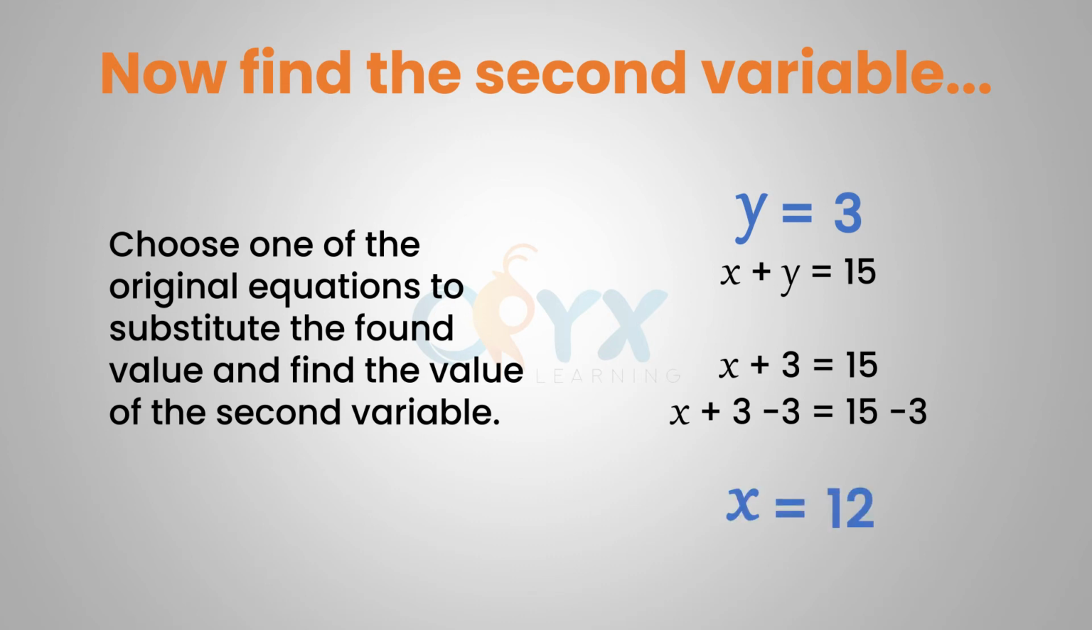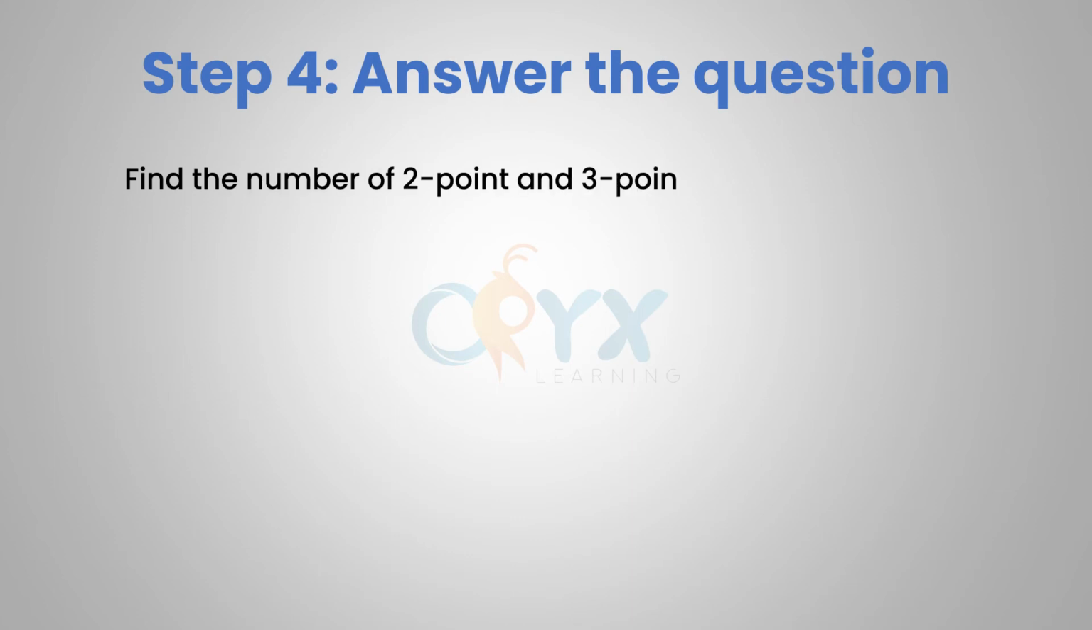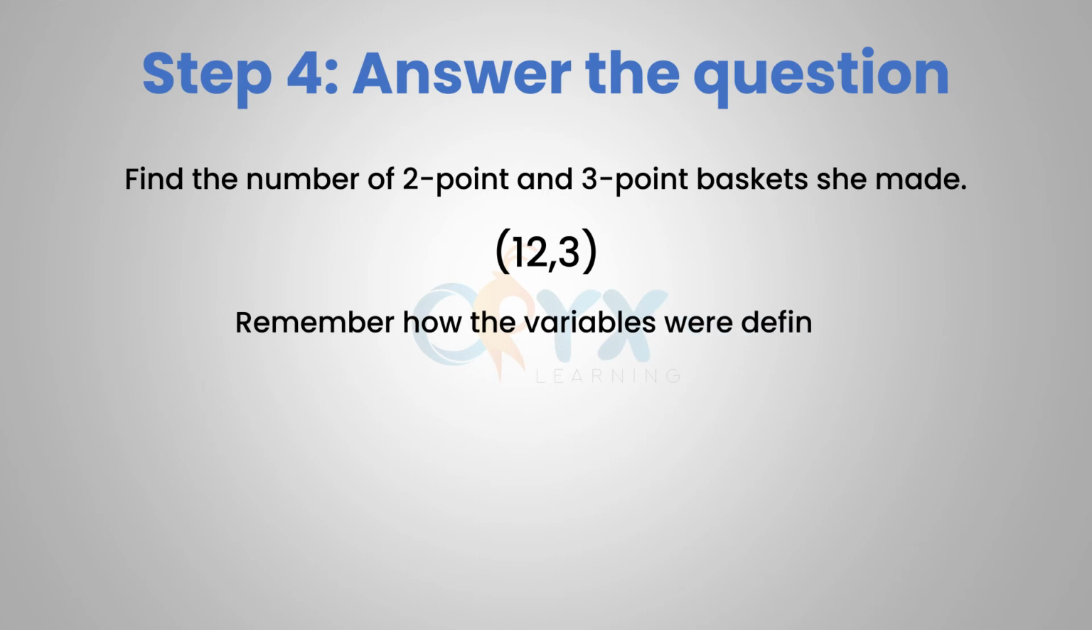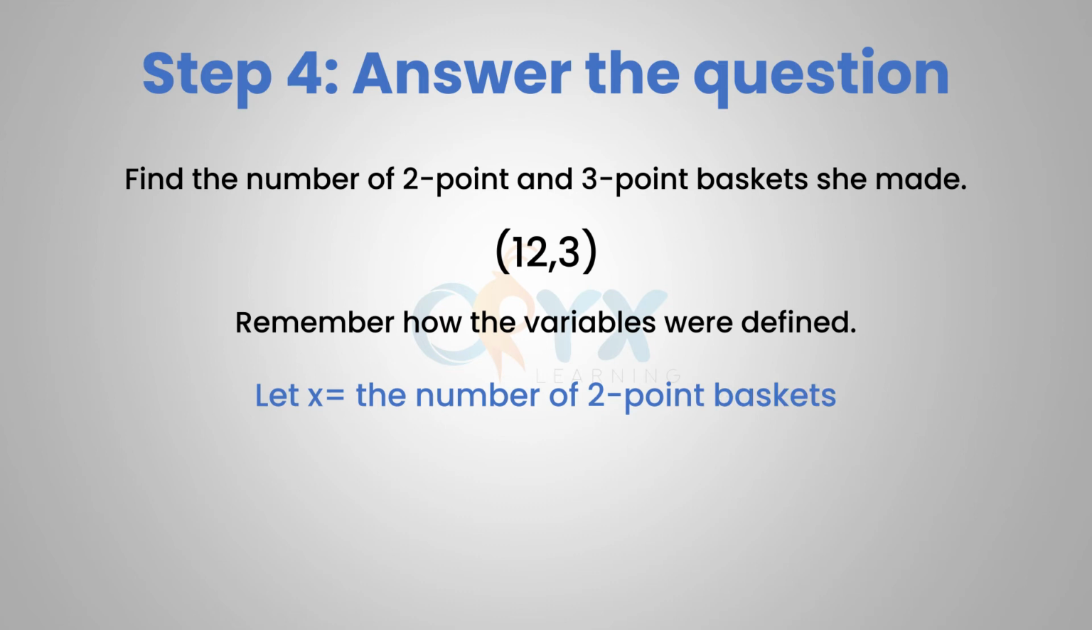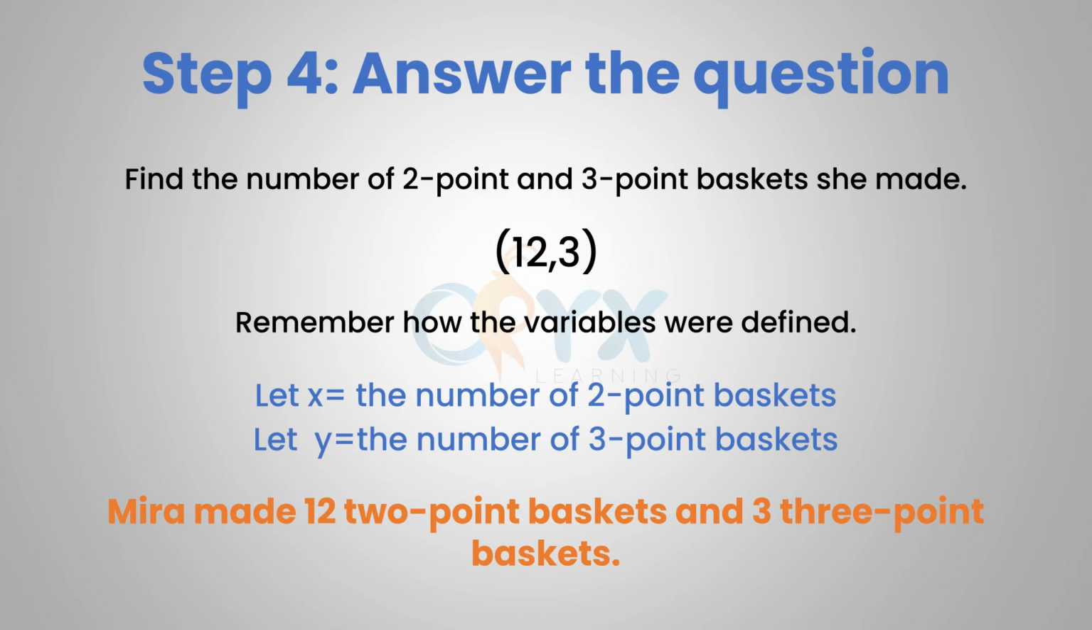Now I need to make sure that I answer the actual question that was asked. Find the number of 2-point and 3-point baskets that she has made. So that gives me the solution of 12, 3. Remember how the variables were defined. X was the number of 2-point baskets, in this case 12, and y was the number of 3-point baskets, which in this case was 3. So Mira made 12 2-point baskets and 3 3-point baskets in her game.